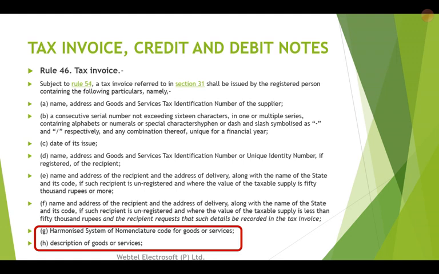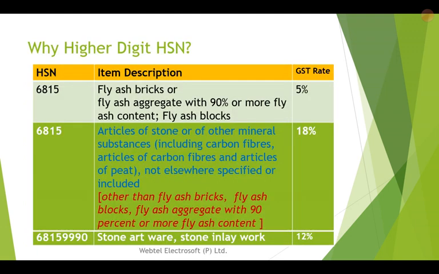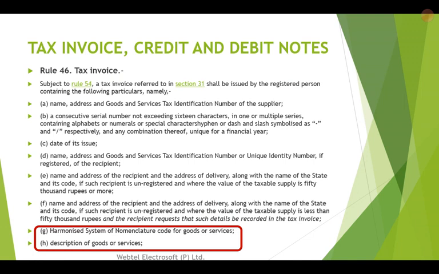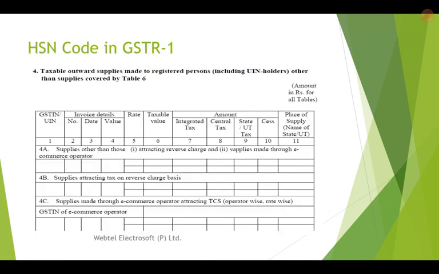That is because sometimes, as you've just seen, in two items you can see the same HSN, but the GST rate is different. If we have the proper description, then we will know that 18% is applicable in this case and 5% is applicable in the other case. So with the HSN, a proper description of goods or services is also required.